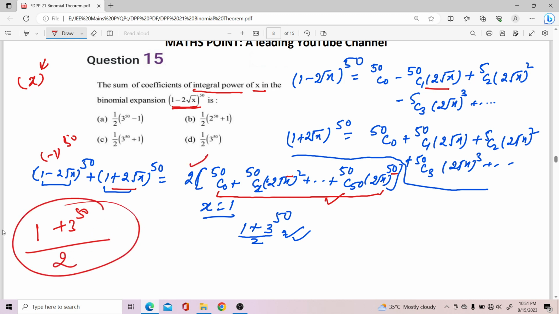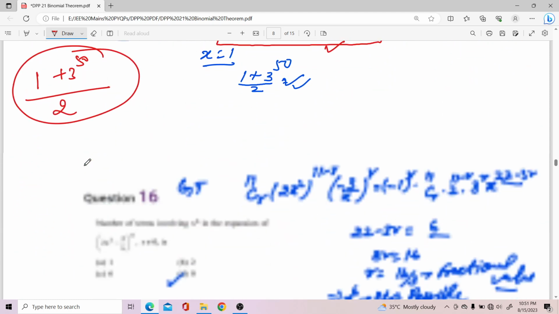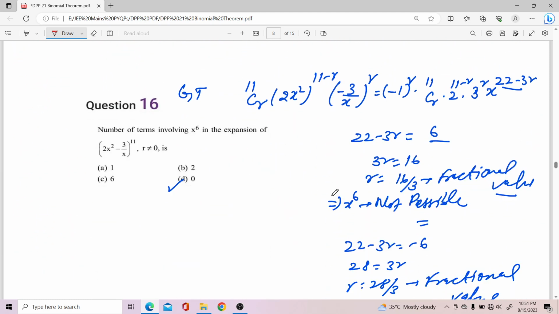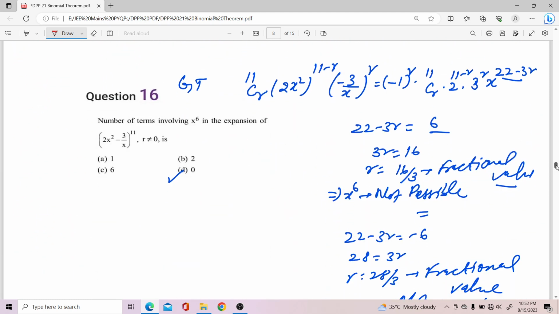So this will be the answer. So which one is the correct? It is C, which is the correct option for this question. Let us move to question number 16. Now you can see question number 16.